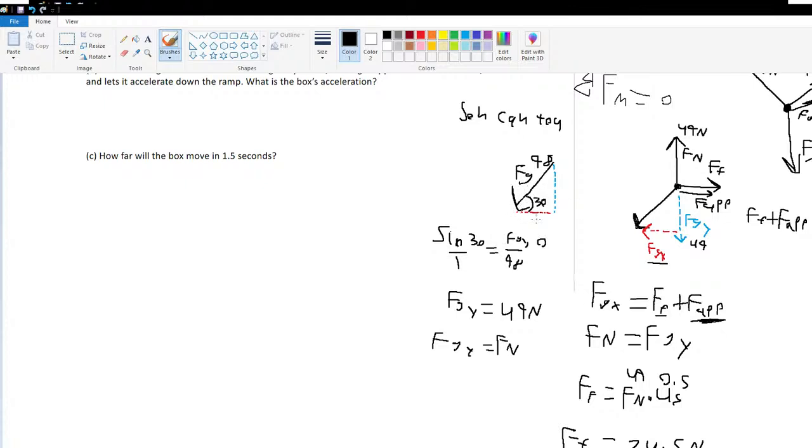So we go back to our triangle up here, and instead of doing sine to find the y component, now we're going to do cosine of 30 over 1 equals force of gravity in the x direction over 98. So cosine 30 times 98. I totally did this wrong because that's 84. I did my trig wrong. Okay. Yeah, because this shouldn't be bigger than the y component.